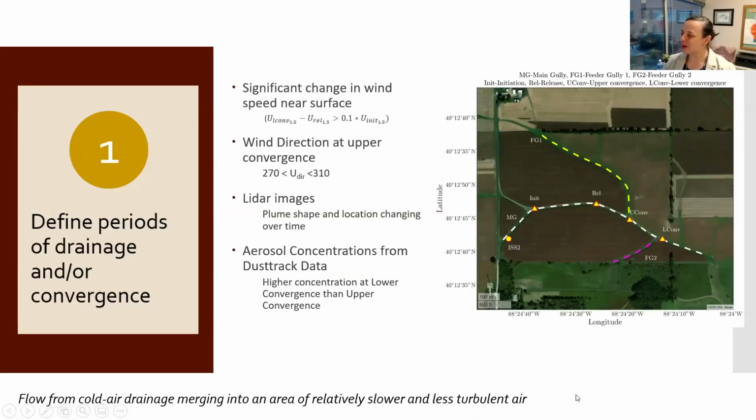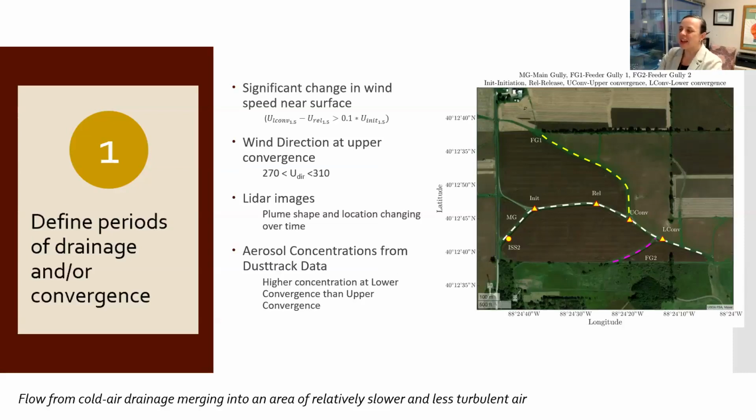So that first question, how to define periods of drainage and/or convergence, is really about narrowing the data set down to when this is happening. When do we have drainage in the main gully and a converging event happening? And what are the thresholds for that to occur? So we've examined several different ways of filtering for convergent conditions, or what I want to call convergent-likely conditions at this point.